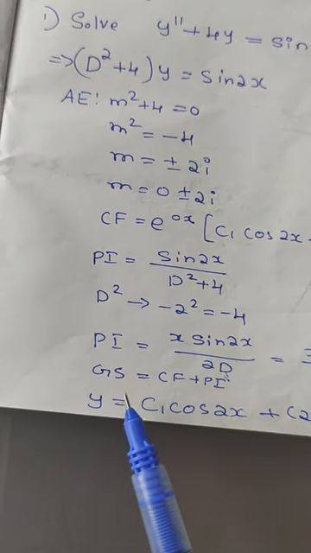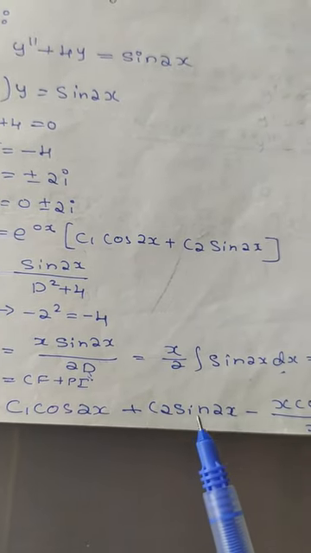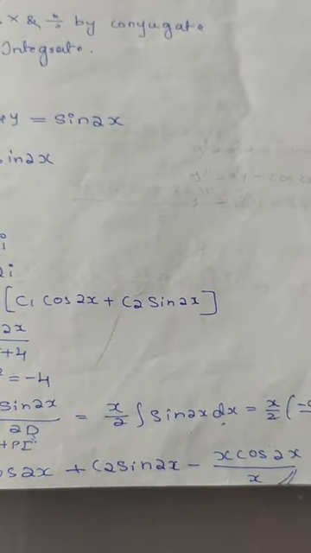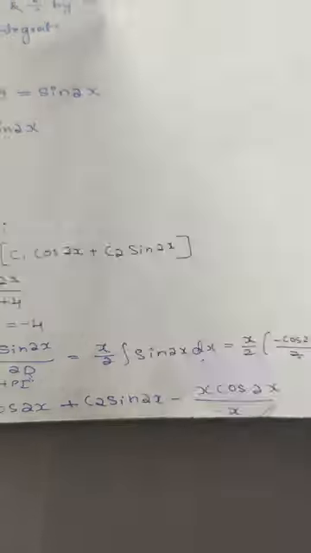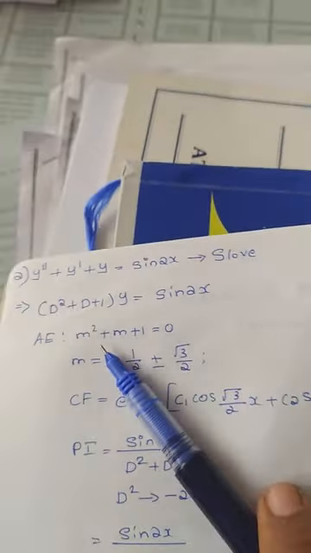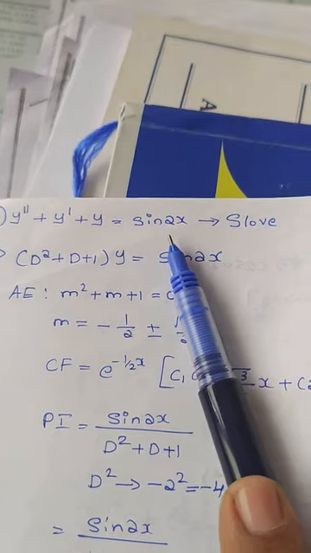Okay, now write the general solution. CF plus PI. CF is c1 cos 2x plus c2 sin 2x, and PI is minus x cos 2x divided by 4. Okay, now come to the next problem. The next problem is y double dash plus y dash plus y is equal to sin 2x.